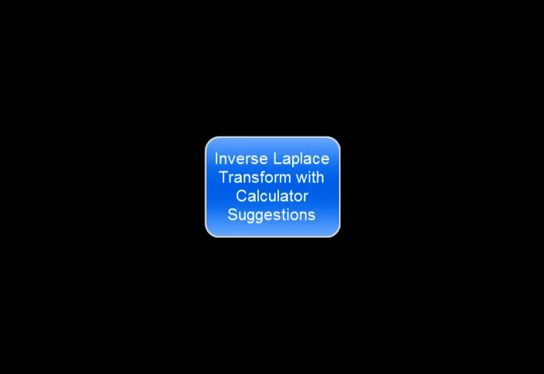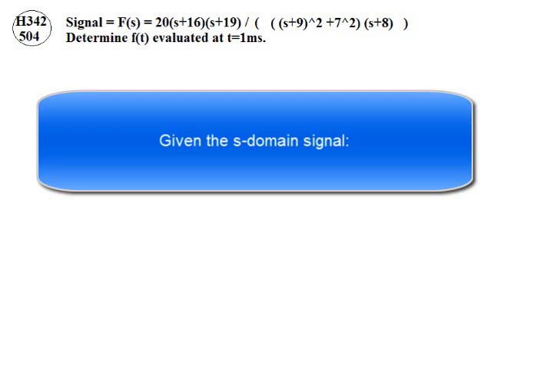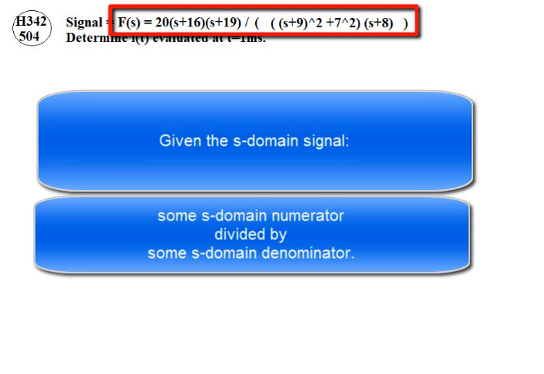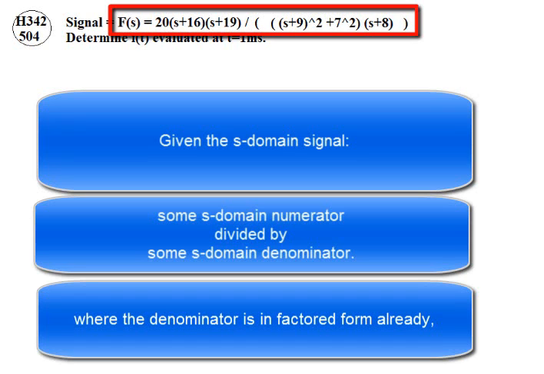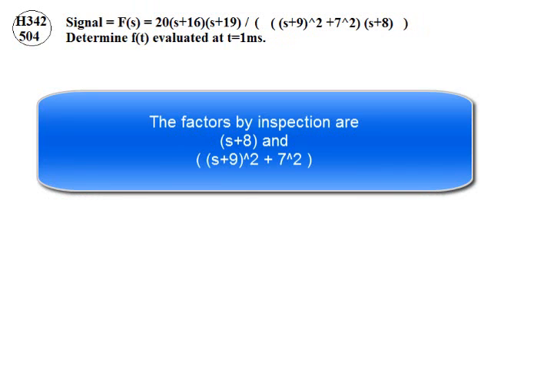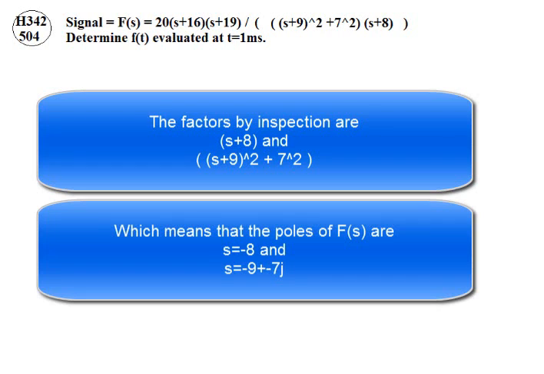Inverse Laplace transform with calculator suggestions. Given the S-domain signal, some S-domain numerator divided by some S-domain denominator, where the denominator is in factored form already, the factors by inspection are s plus 8 and (s plus 9) squared plus 7 squared, which means that the poles of F are s equals negative 8 and s equals negative 9 plus and minus 7j.